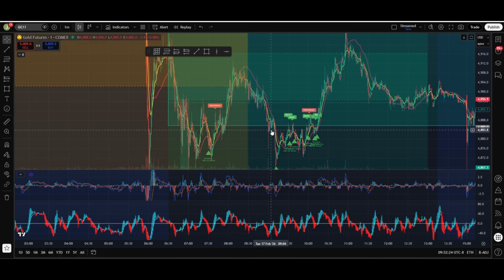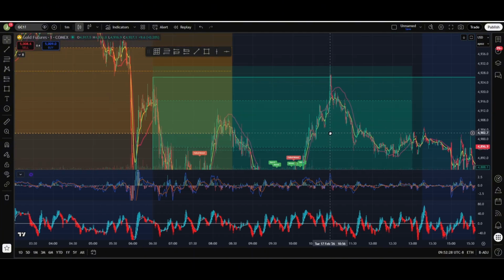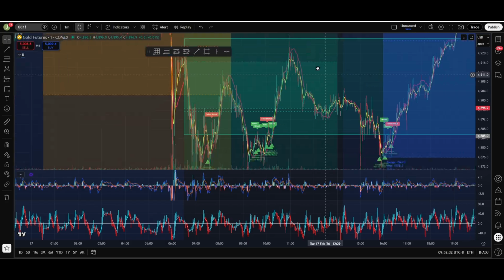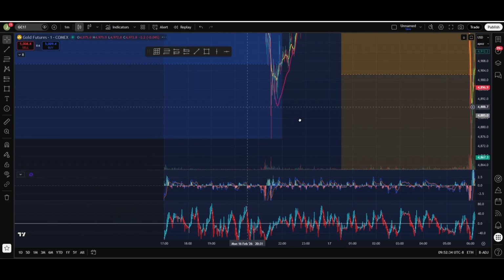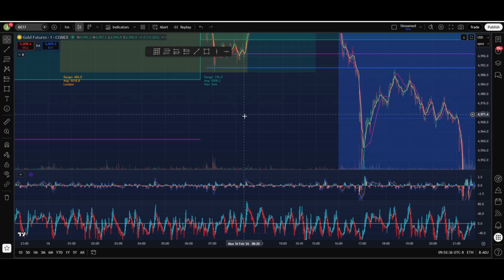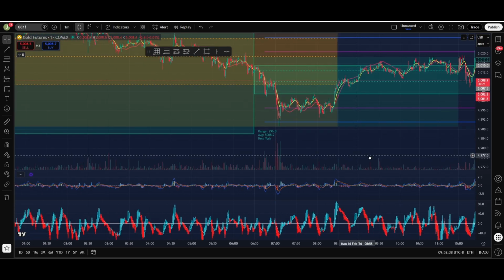We see potentially a breakout later in the day around 9 a.m. and then it finally breaks above, but briefly, and then market closure. Okay. So this is the orb strategy.